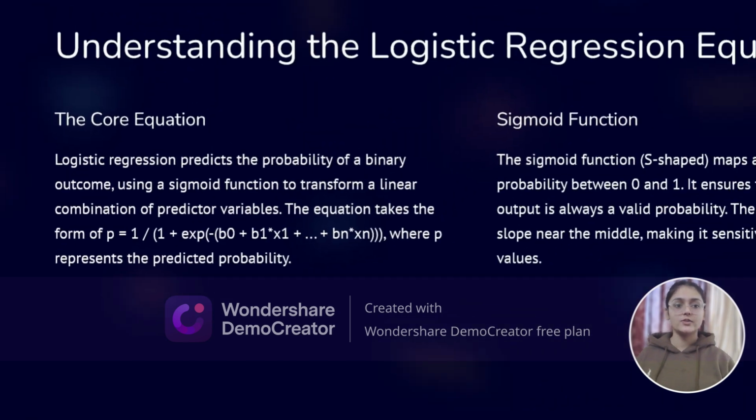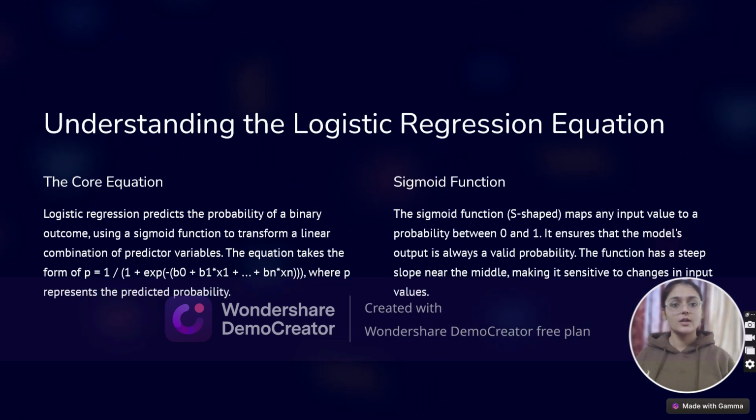Understanding the logistic regression equation, the core equation, the sigmoid function. Logistic regression predicts the probability of a binary outcome using a sigmoid function to transform a linear combination of predictor variables. The equation takes the form of p equals 1 divided by 1 plus exponential of negative (b0 plus b1 into x1 plus up to bn into xn), where p represents the predicted probability.